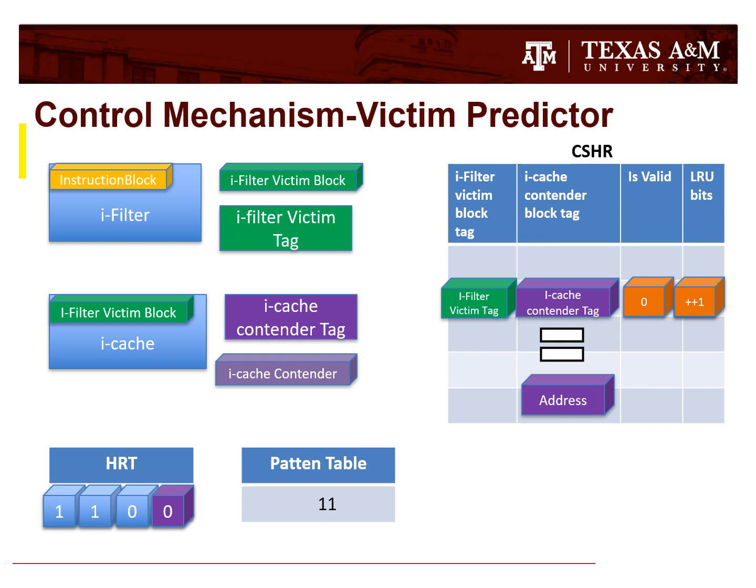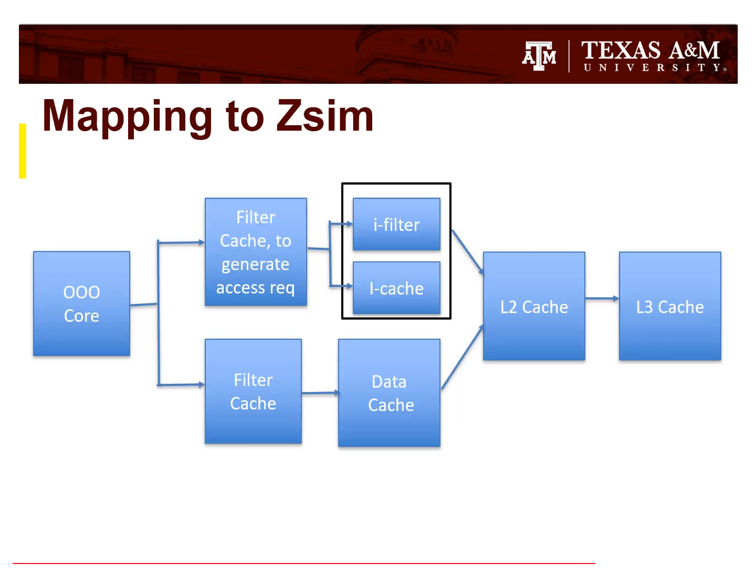Here we are making the valid bit 0, stating that this particular entry which has been placed in the CSHR has been resolved, and that particular entry can be used for further replacement if there are new tag pairs coming up. Now mapping this to ZSIM, we see that the original filter cache implementation which was there has been modified, and it's now used only to generate the access request.